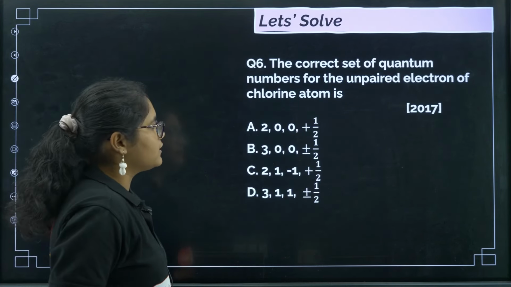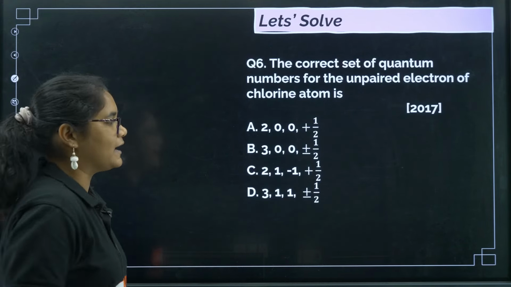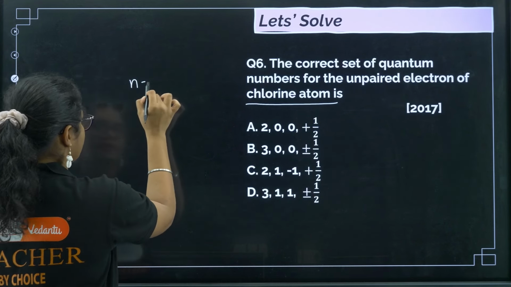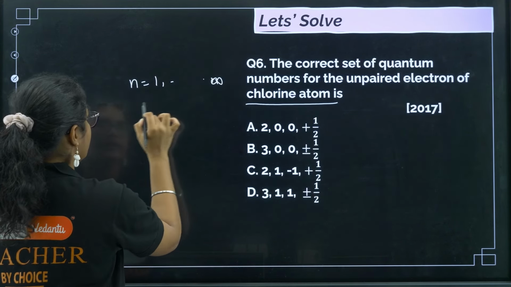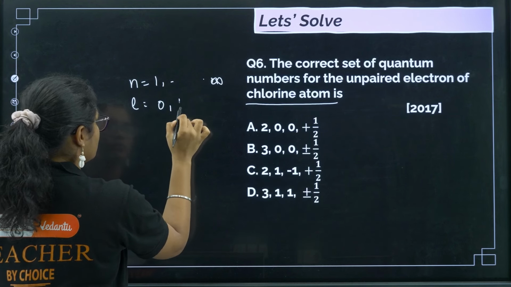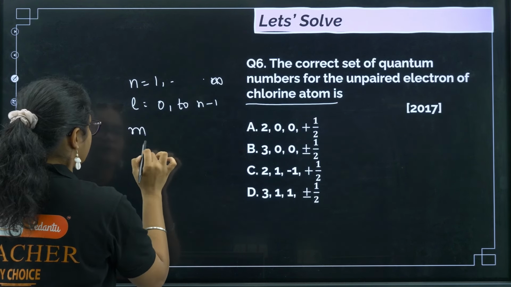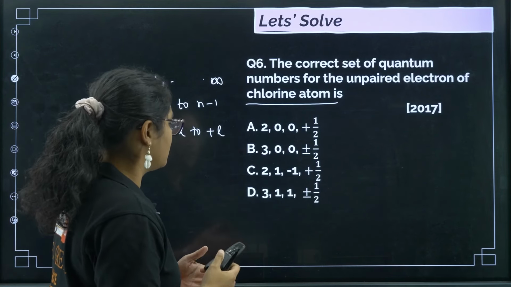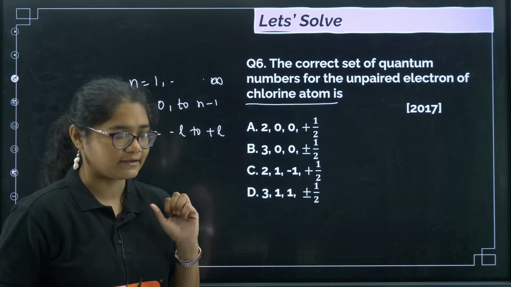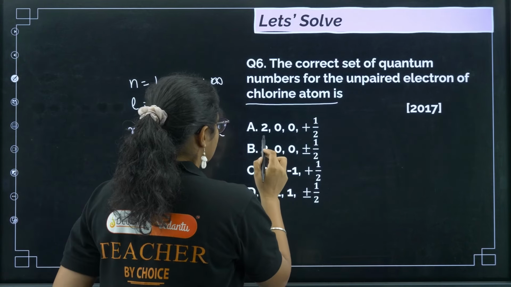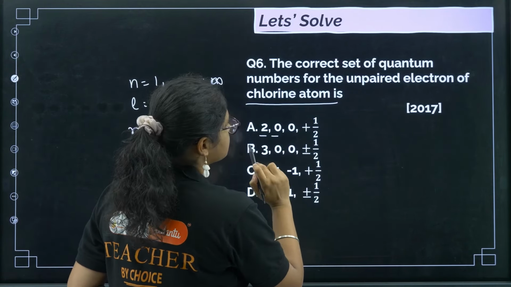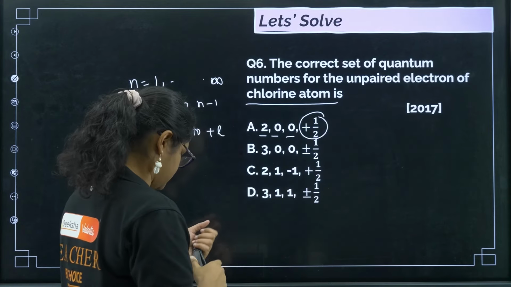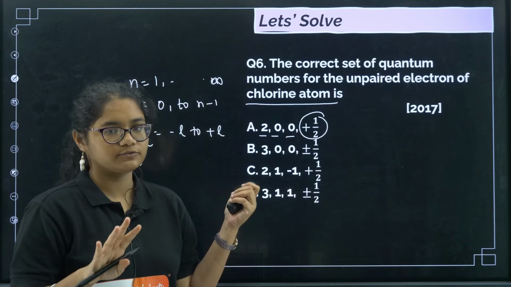Okay. Next, the correct set of quantum numbers for the unpaired electron of chlorine atom is. Okay, so you see here, what are the rules? N value can be anything from 1 to infinity. L value can be 0 to n minus 1. ML values can be minus L to plus L. Now you need to find the correct set, right? If I see that 2 is here, 0 is here, and 0 is here, and plus half is here, that seems, 1 second, sorry. Yeah, so this option seems to be correct.